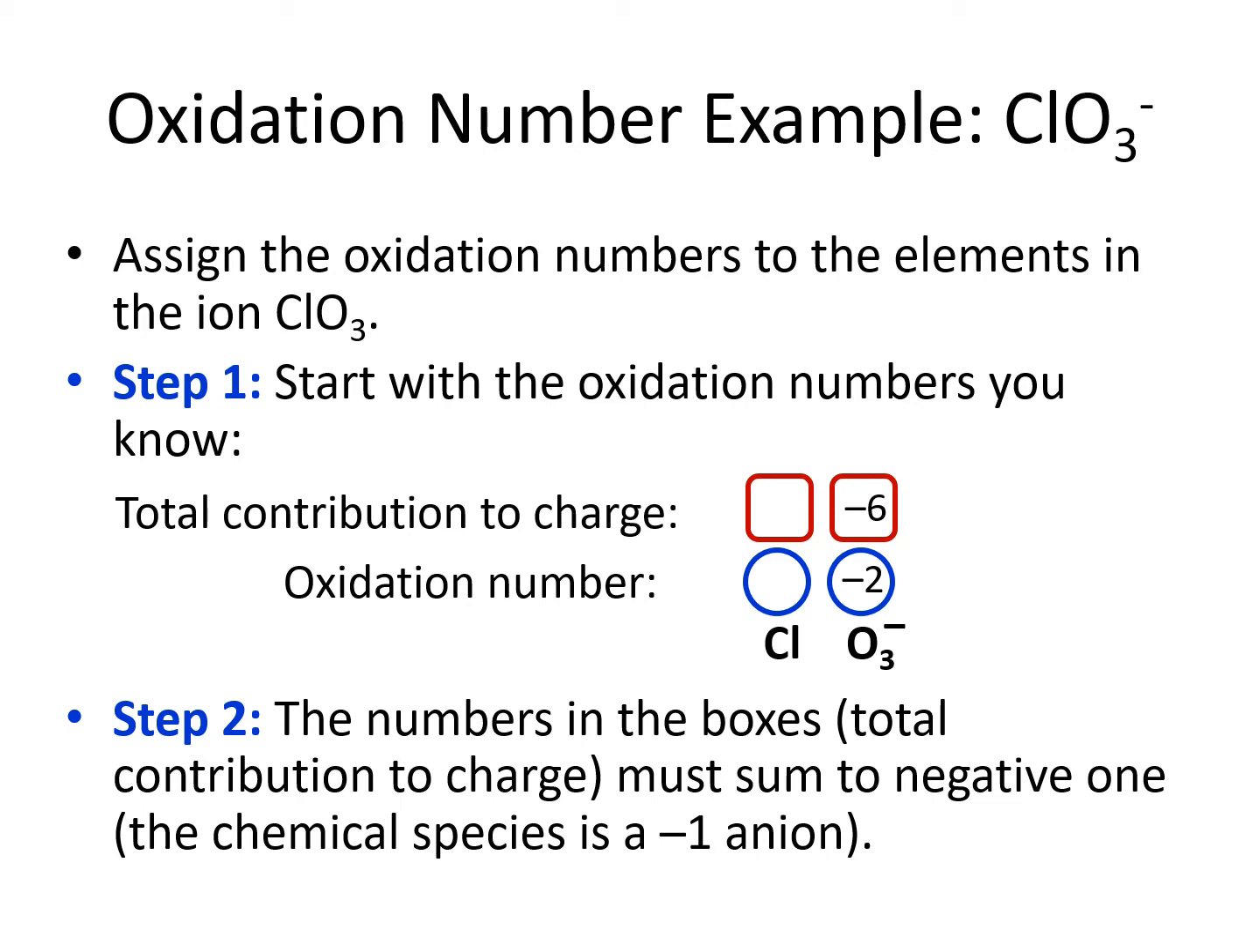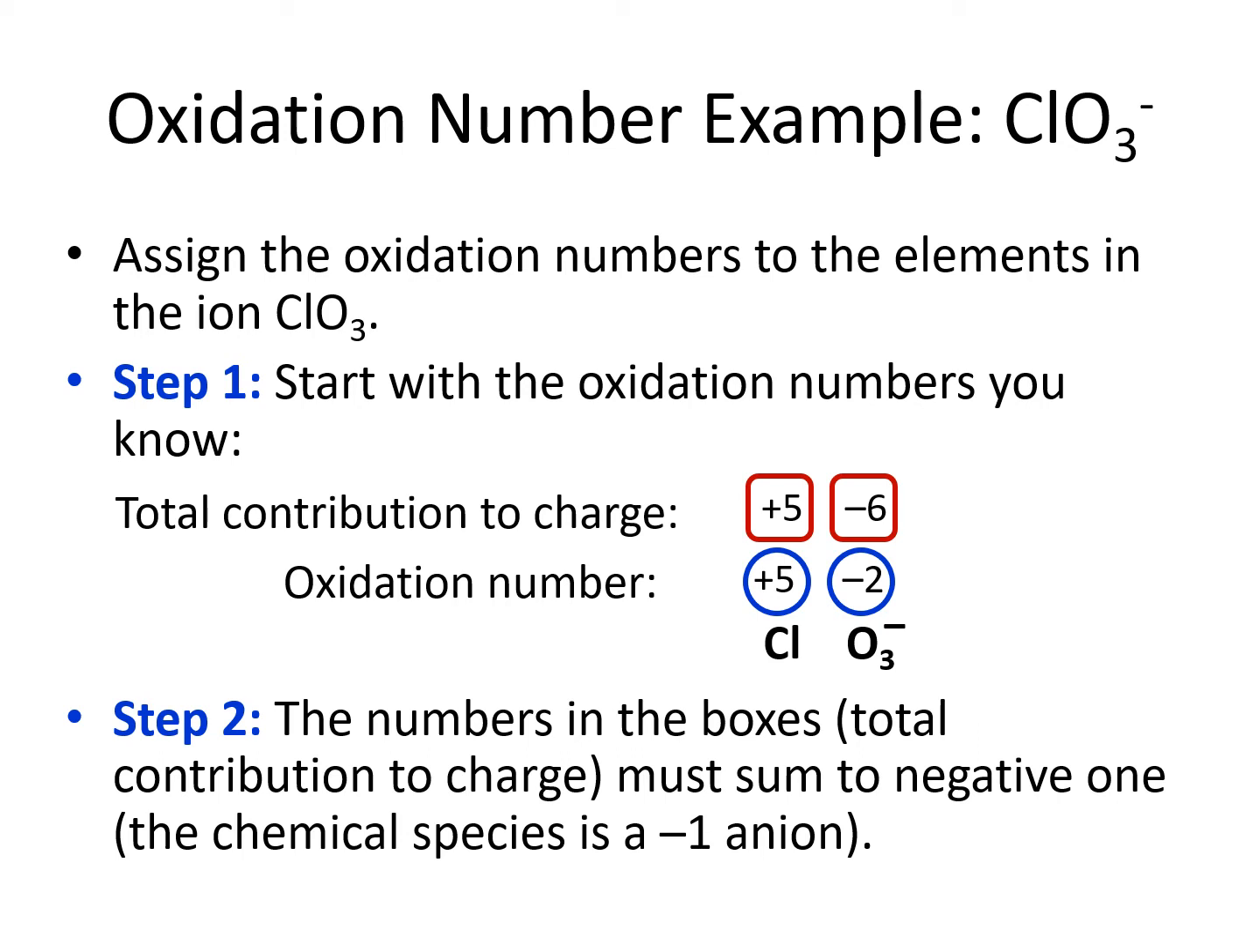Now here's the tricky part, because it's not a neutral compound. It's a polyatomic ion with a charge. We're trying to add up to that charge of -1. We have x minus 6 equals -1, so x must be +5. Since there's only one chlorine, it gets that full +5 as its oxidation number.